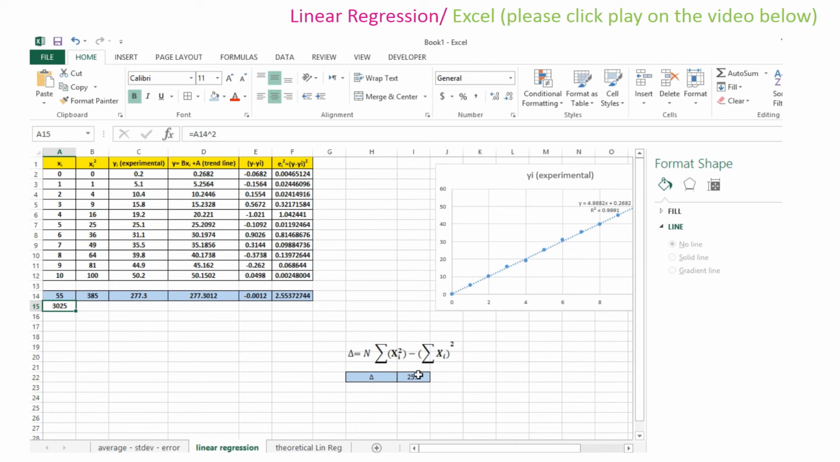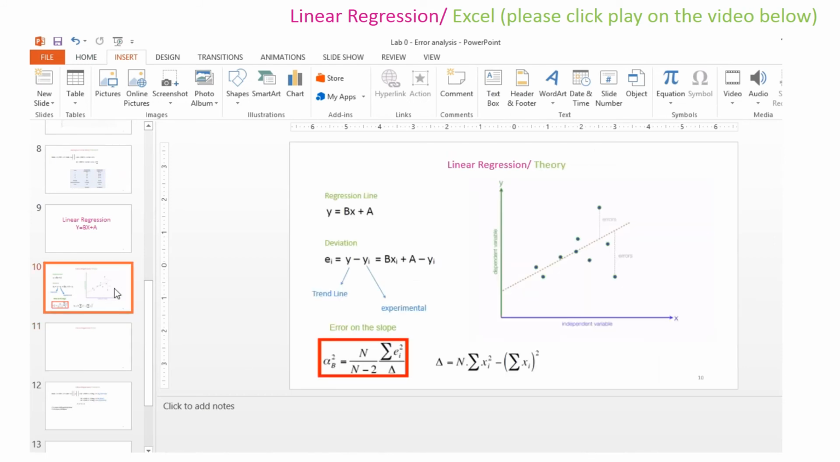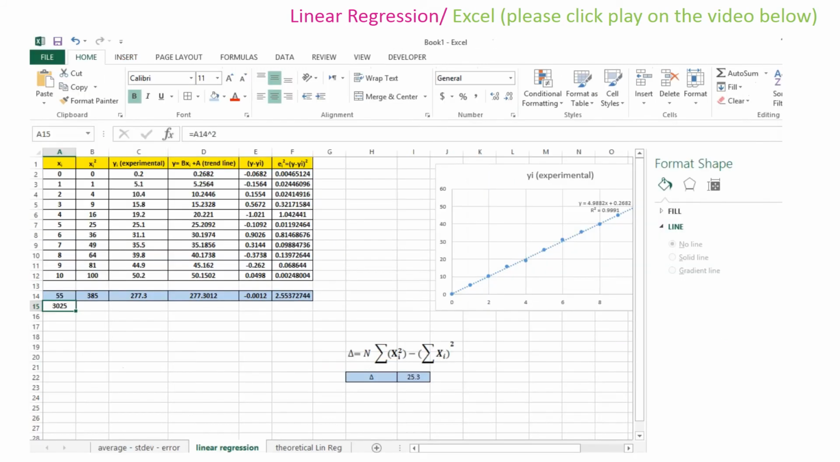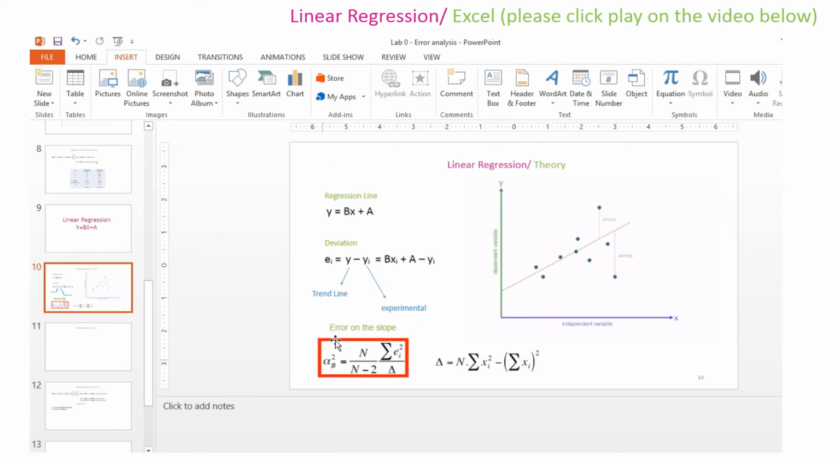Actually, delta is needed to find the error on the slope, because if you go back over here, the error on the slope formula has delta in the denominator, and ei squared is over here. So you have it. The sum is 2.55. Okay, so you have the numerator and denominator, and n, remember, is 11. So you can find the error on the slope squared. Ei on the graph is the error, so it is the distance between the trend line and each actual experimental value.